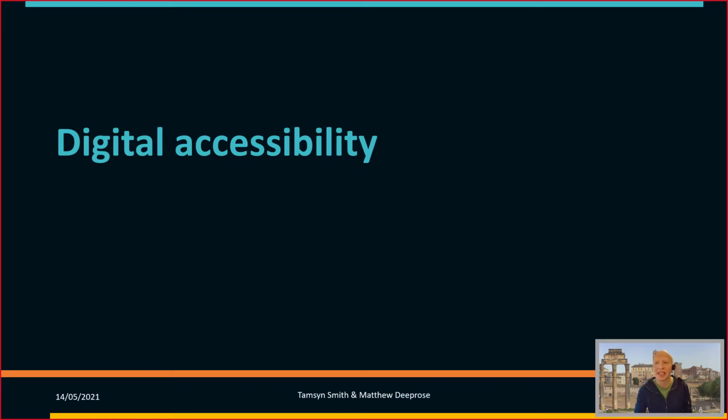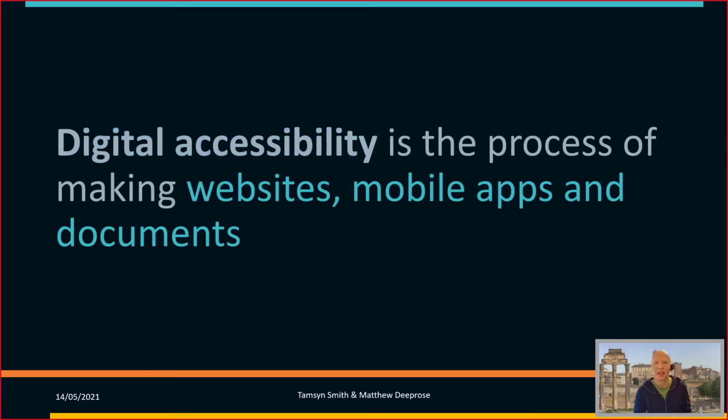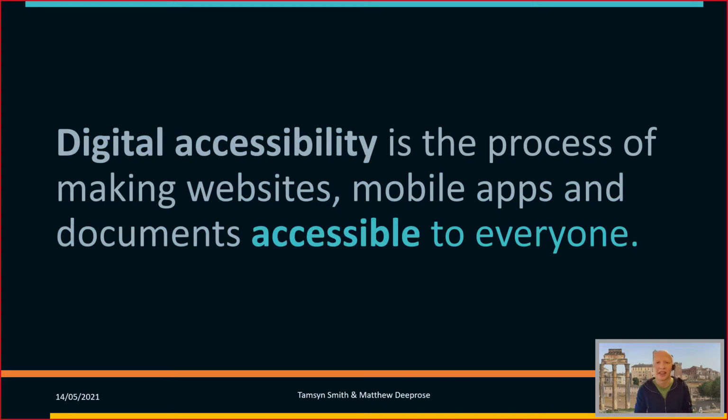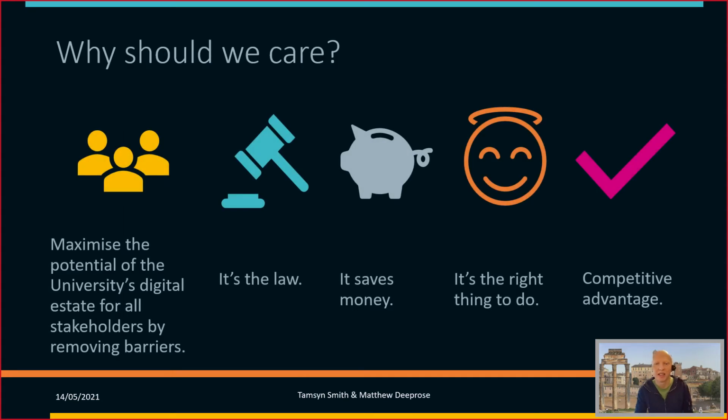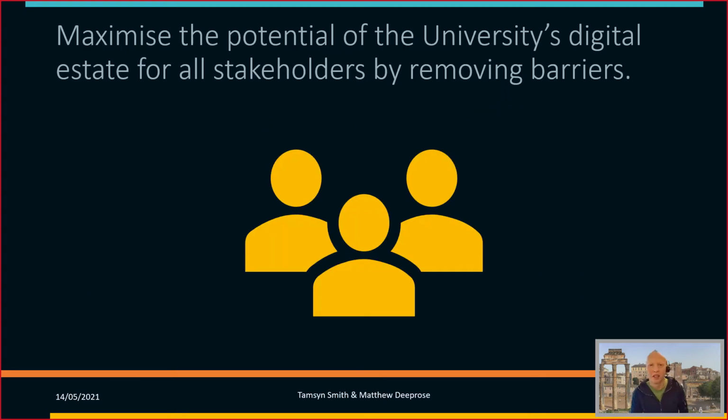Digital accessibility is about making sure our websites, mobile apps and documents are accessible for everyone. And I'm going to break down why we should care into 5 areas. Now, in iSolutions, we work hard to make sure that we produce excellent services, and therefore we really want to maximize the potential for everyone to make the most of them and remove any barriers in terms of accessibility.